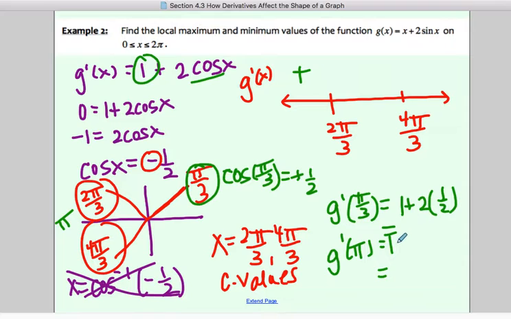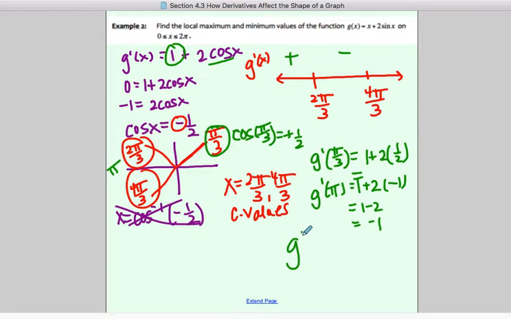This should be 1 minus 2 times -1. Ah, this is a positive 2. So plugging in, 1 plus 2 cosine of pi, and cosine of pi is -1. So I really have 1 minus 2, which is equal to -1. So that's negative. And then a number bigger than this, I'm going to do 2 pi. So g prime of 2 pi, I'll have 1 plus 2 times cosine at 2 pi. So your x value here is just 1. So I have 1 plus 2, which is 3, so it's positive.